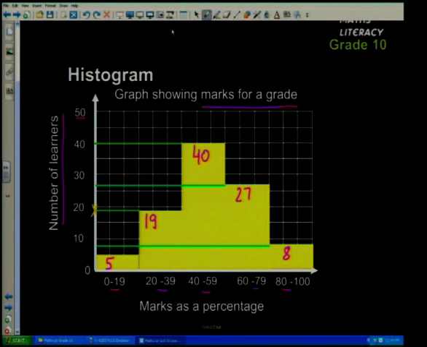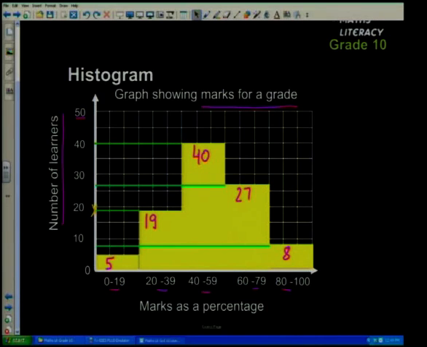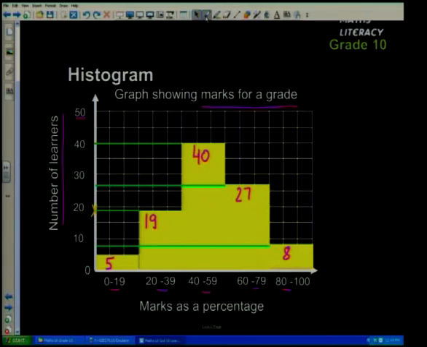So now I can actually tell you how many kids wrote this exam. So I can get a calculator out and I can add these all up. Let's do that quickly. I've got 5 plus 19 plus 40 plus, I need the numbers again, 27 and 8, 27 plus 8, and I get a total of 99. I've got 99 learners that wrote this exam.